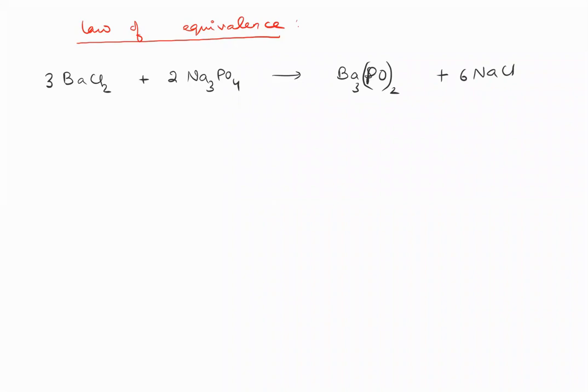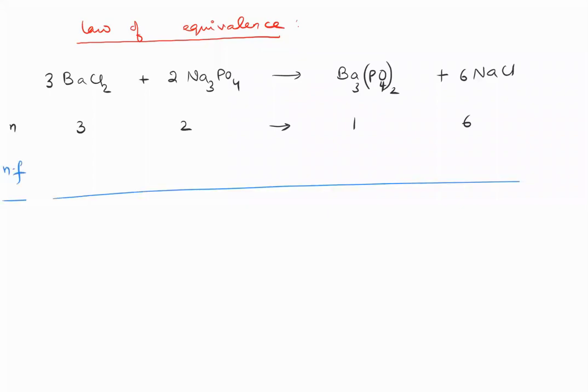Now in this balanced equation, we already know how many moles of barium chloride react with how many moles of sodium phosphate to give how much of the products. So let's write the number of moles which are reacting. 3 moles react with 2 moles to produce 1 mole and 6 moles. This is just stoichiometry. I'm not making any new statement. Now I'm going to ask you to write N factors, which is a new concept. Let's write the N factors of all the substances here. This is a non-redox reaction because none of them are changing.